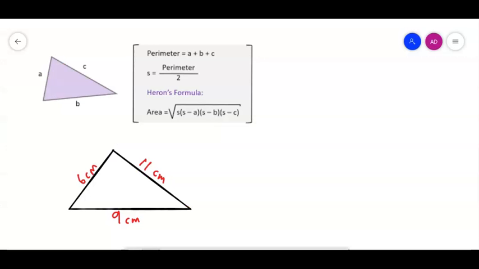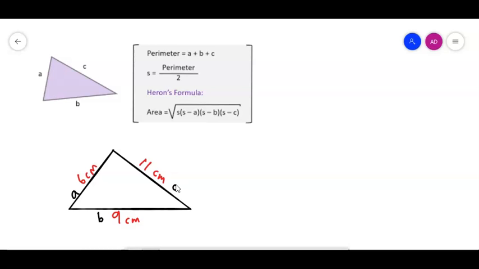So let's look at a worked example. Here we've got a triangle with side lengths 6 centimetres, 9 centimetres and 11 centimetres. So I'll just label it A. That can be side B and that can be side C. Again, remember it doesn't matter which side is A, B or C. We've got Heron's formula and we've got the semi-perimeter.